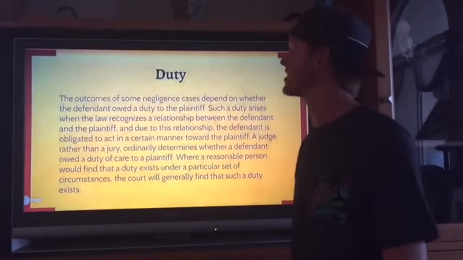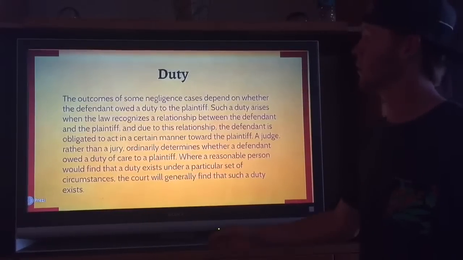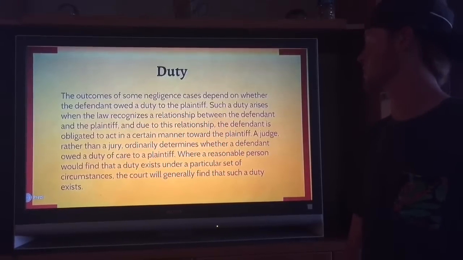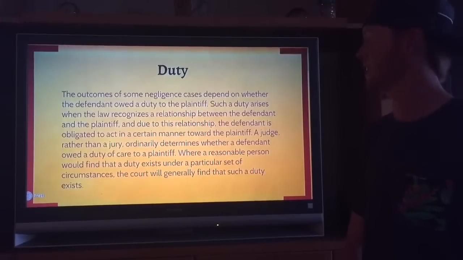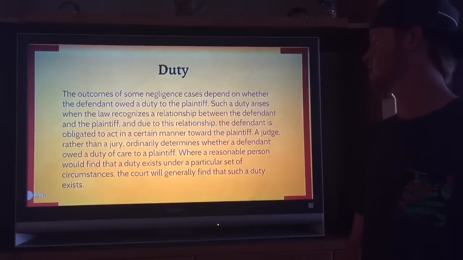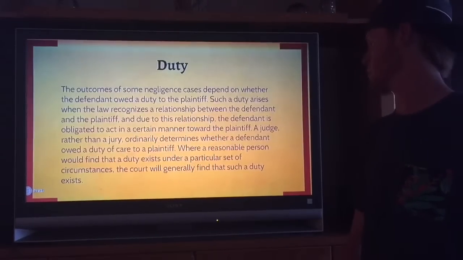The first element of negligence is duty. The outcomes of some negligence cases depend on whether the defendant owed a duty to the plaintiff. Such a duty arises when the law recognizes a relationship between the defendant and the plaintiff, and due to this relationship, the defendant is obligated to act in a certain manner toward the plaintiff.